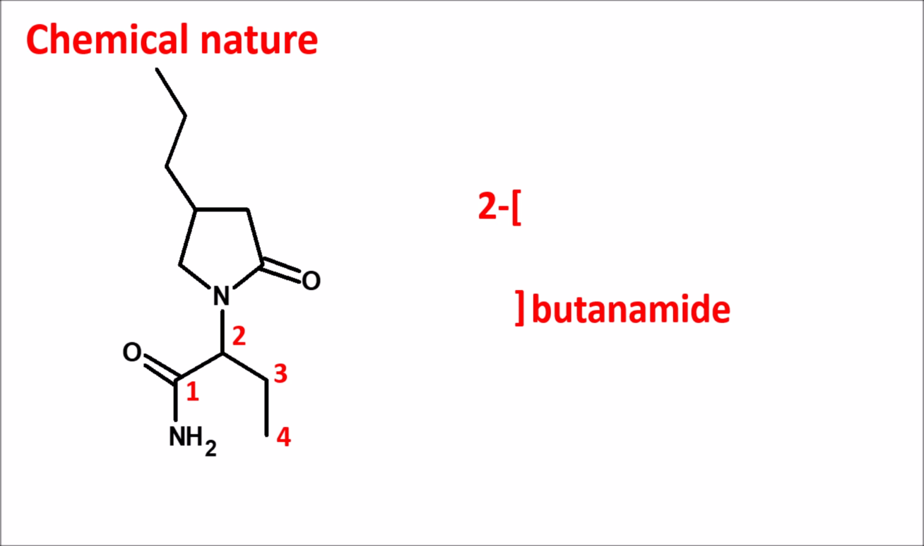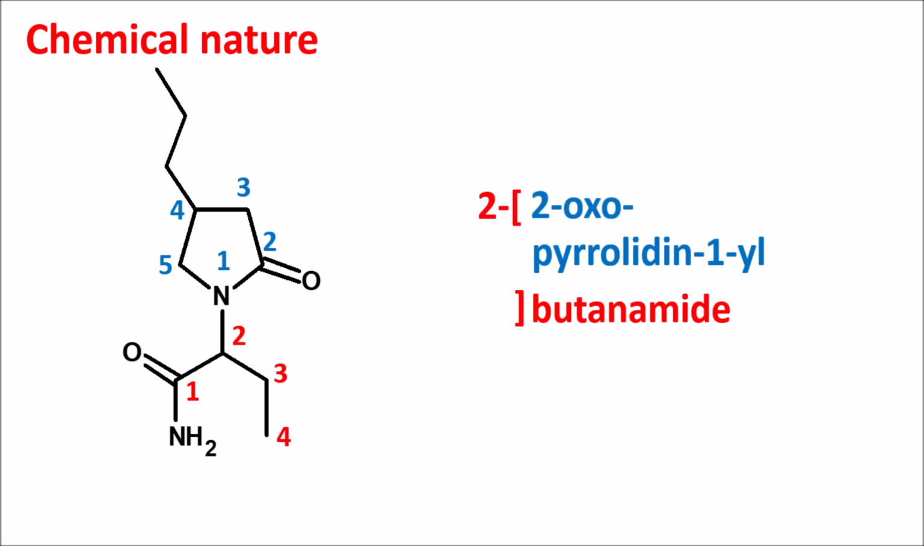Let us give the numbering to this ring. This is 1, 2, 3, 4 and 5. So this is nothing but pyrrolidine, which is attached by first position. So we can write this as pyrrolidine 1-yl. To this pyrrolidine, at the second position, keto group is present. So 2-oxo, and fourth position, propyl chain is present. So 4-propyl. That is the simple name of brivaracetam.